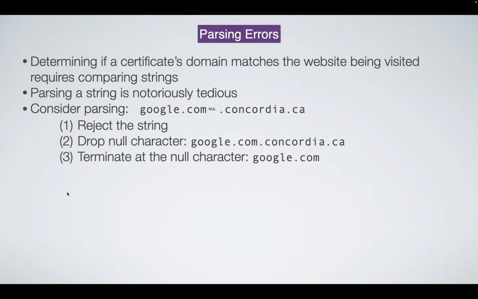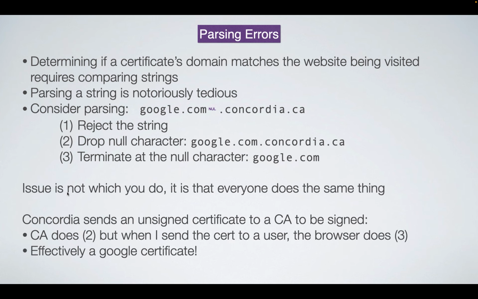You just say, start reading here, and keep going until you hit the null character, then you know the string is over. That's how C works, so we call it null terminated. If we read this string as a null terminated string, we would read it up to google.com, hit the null character, and be done. So that looks like google.com. What is right and what's wrong actually doesn't matter. You can do any of these three.